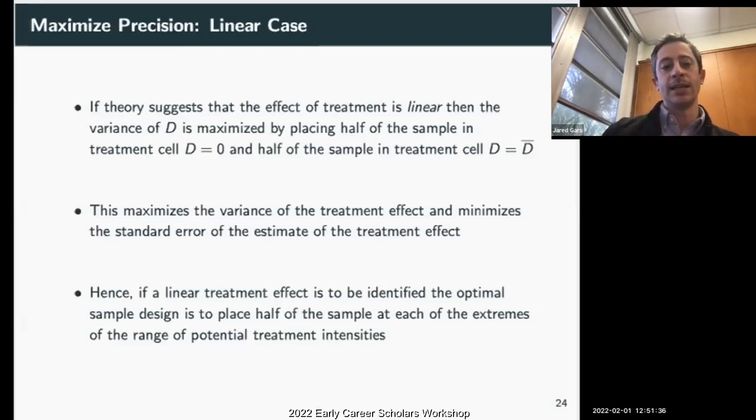So let's say you have a potential number of outcomes. Instead of mixing it up 0, 1, 2, 3, 4, the best way to increase your power is to put half of your sample at 0 and the other half at 4, because you're making the assumption of linearity here.